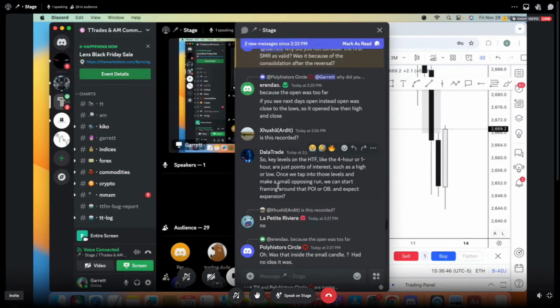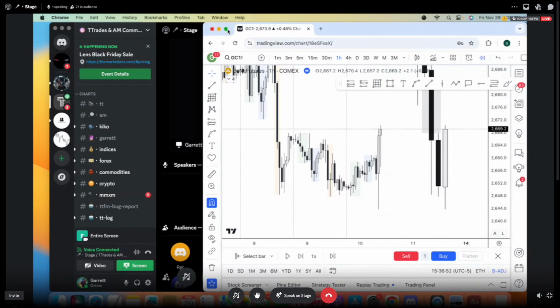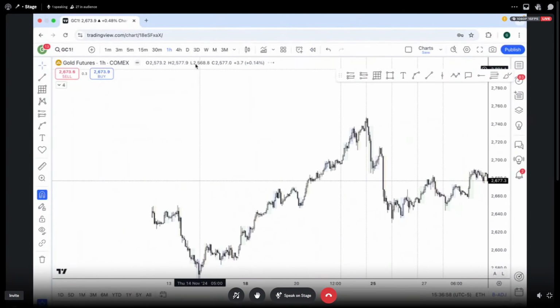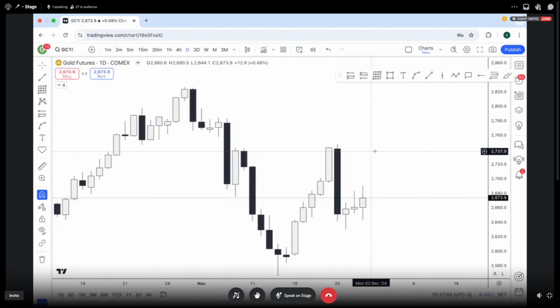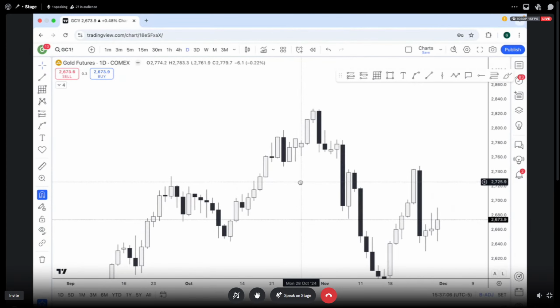What we see here is an expansion right into this high, and then we get consolidation. We just have an inside bar. Then we have a fair value gap, right? So if you want to use the hourly and the 4 hour, you need to narrow it down. You need to wait for these candle closes. It's just a better framework.